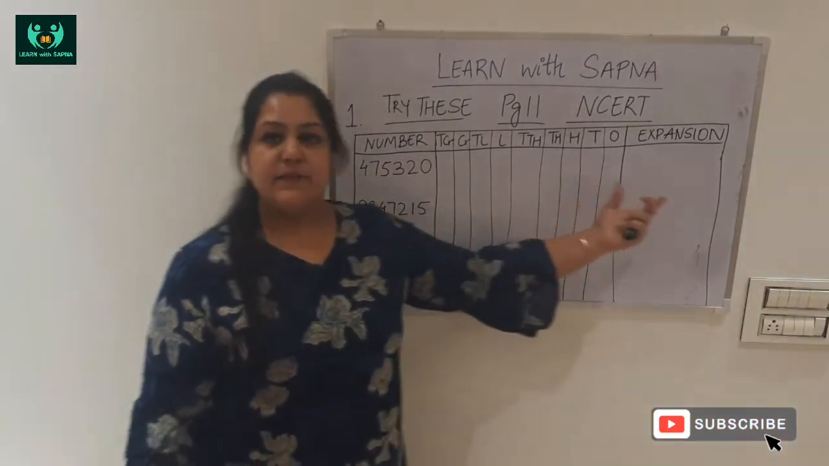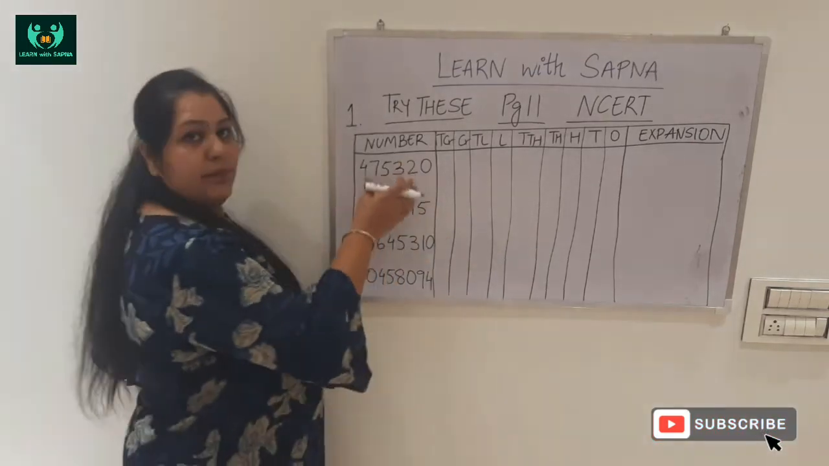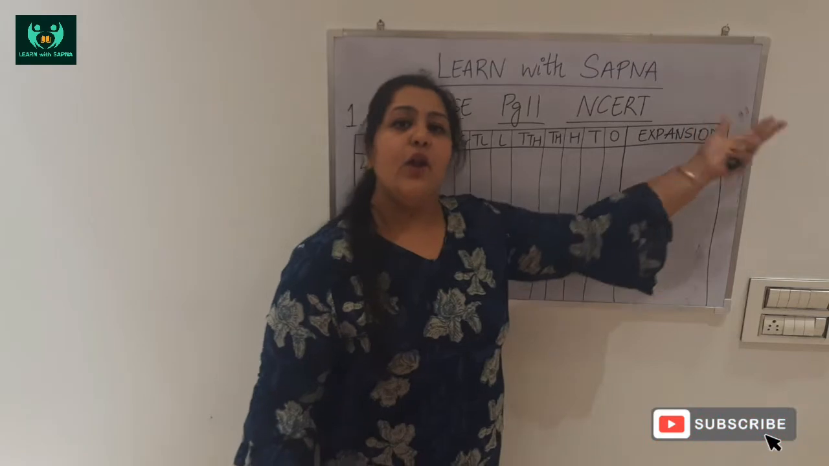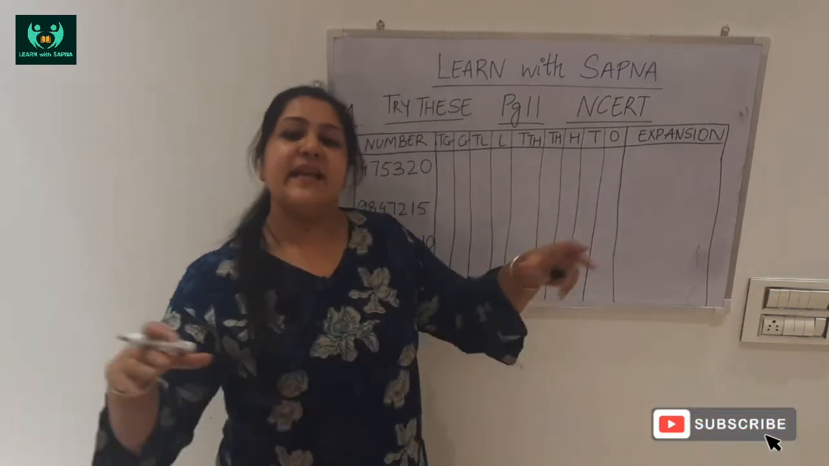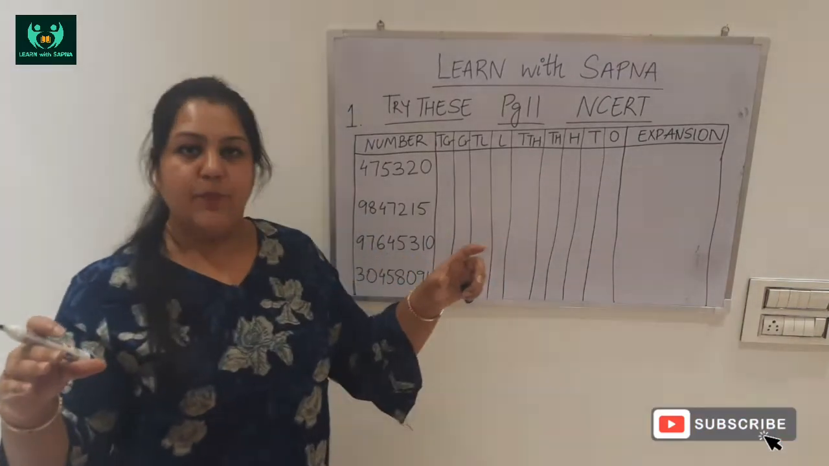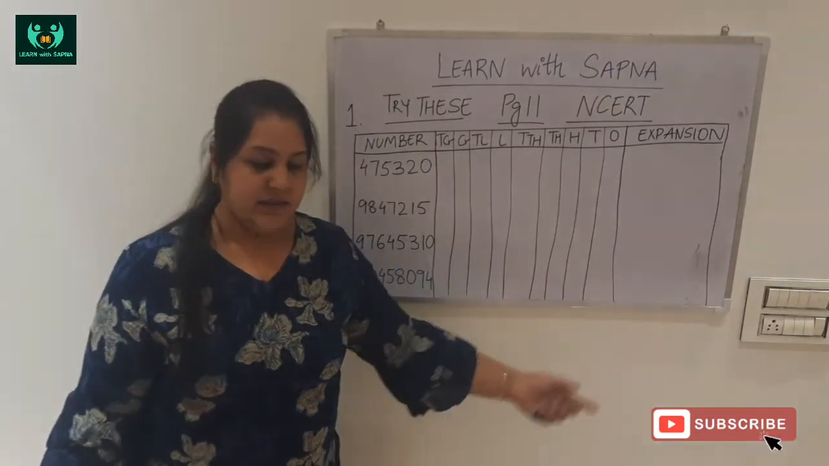This is what a placement box looks like. We write the number first, its different place values, its expansion, and also you can write the extended format of the number, how you read it, right? So the long version, if you want to write the number in words, you can add that box also in this.